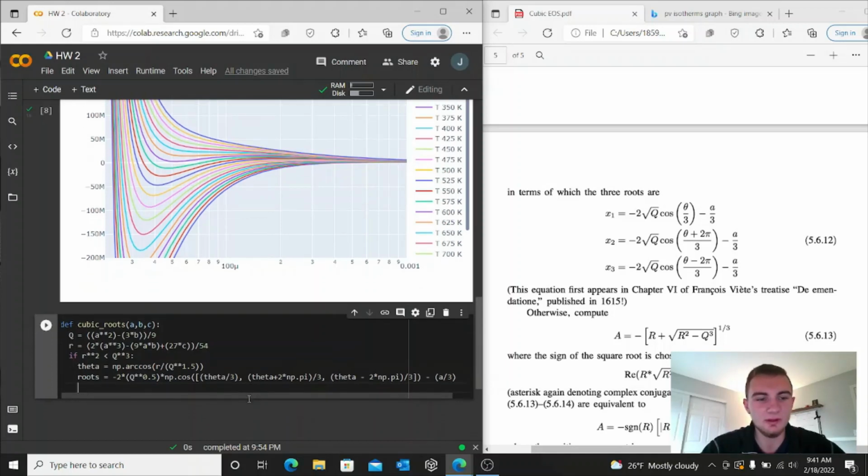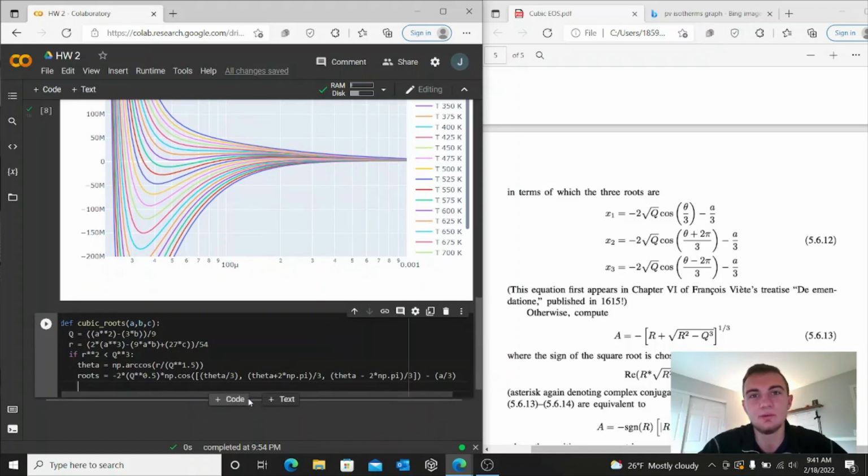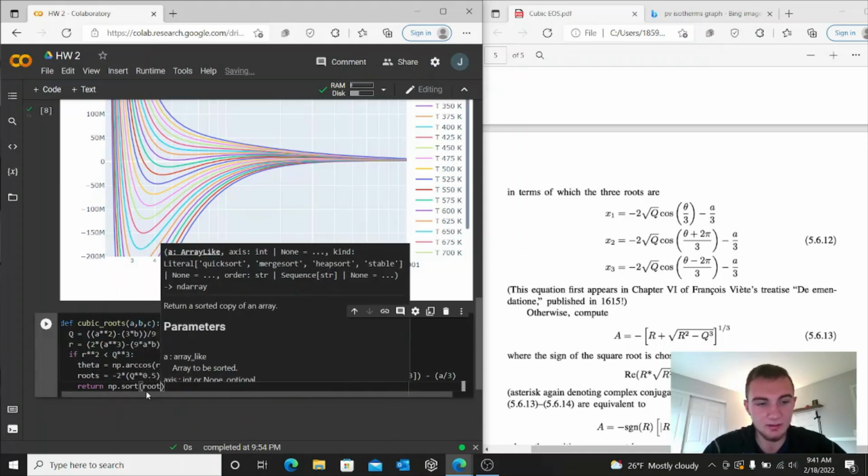So what we want to do here is sort our roots so that they're in the correct order. And we actually have a function in Python that will allow us to sort these. If we just do np.sort, again using numpy, we can put in our roots so that it will sort them.